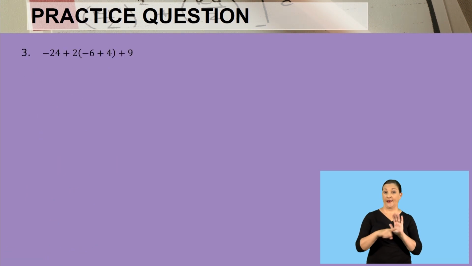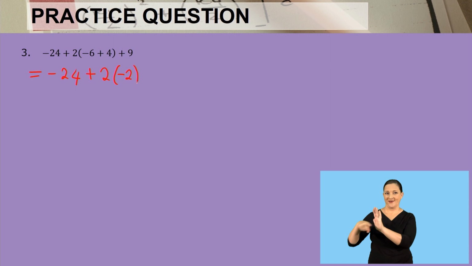Number 3 says there, negative 24 plus 2, open bracket, negative 6 plus 4, close bracket, plus 9. So remember, we are working on either sides of the addition and subtraction signs. So we are going to start here with the negative 24. Then we are adding, and in those brackets there, I am going to now say negative 6 plus 4, which gives us a negative 2. And then we are going to add that 9.